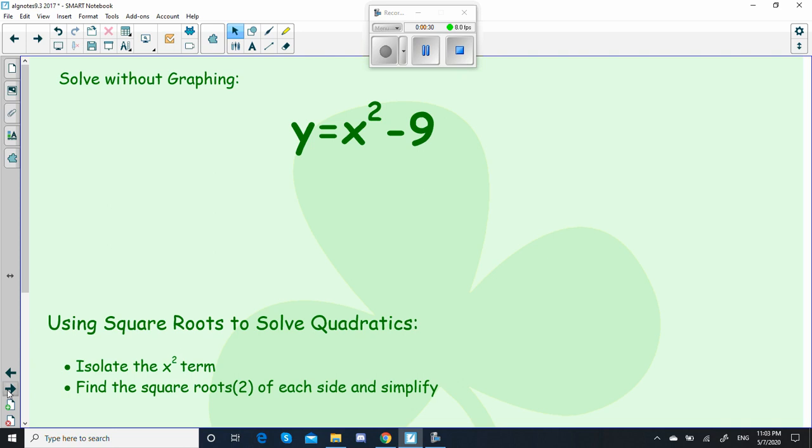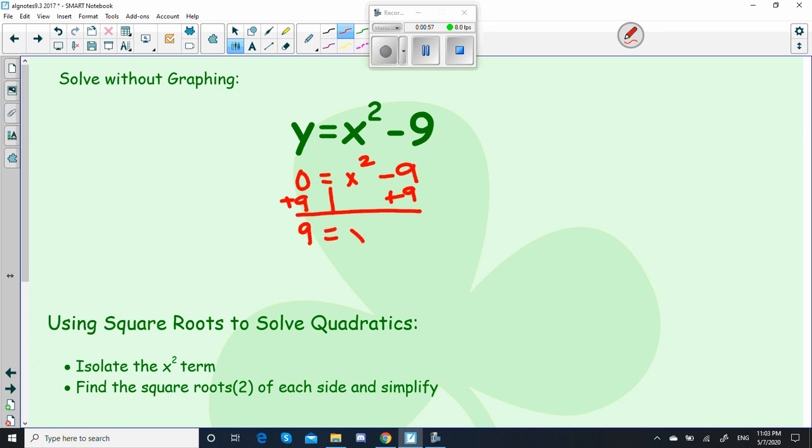Okay, so solve without graphing. So what do we do first? First thing we do is we take this y and make it a 0. And we want to keep this x squared positive. So we want this negative 9 moved to the other side of the equation. So we're going to add 9 to both sides. So on the left side, that's going to give me 9, and over here it gives me x squared.